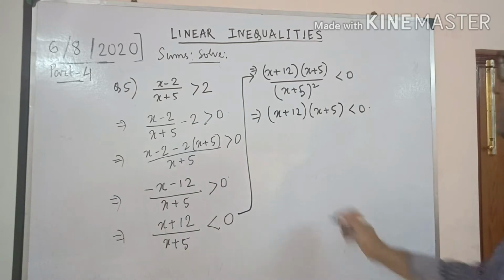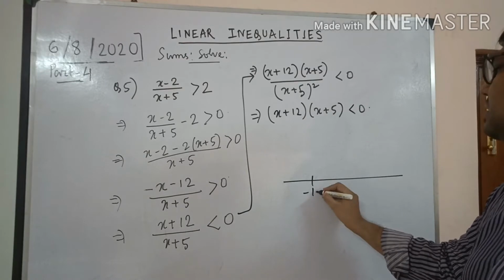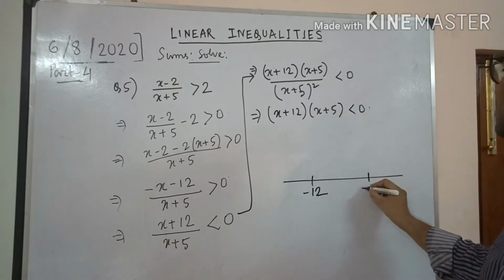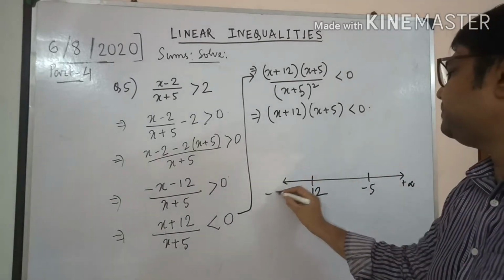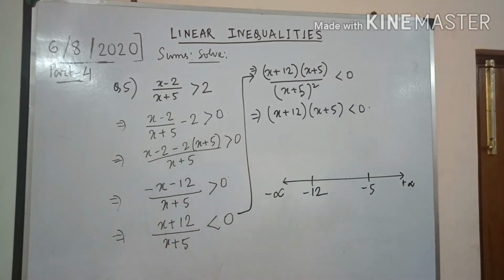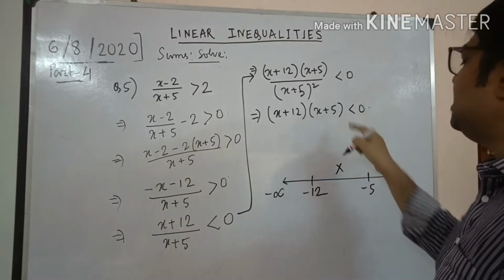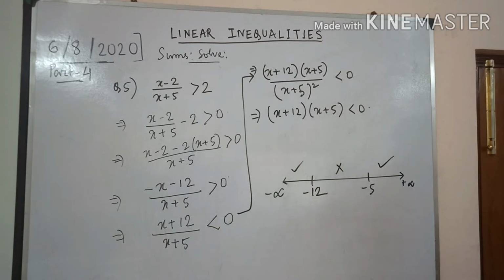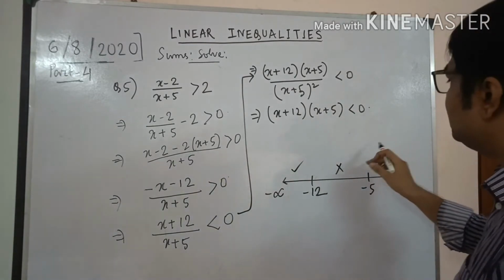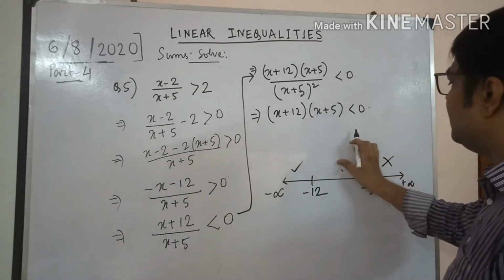Now, you know, like here we always solve using the number line. This means x is equal to minus 12. This means x is equal to minus 5. So there are 3 regions in the number line. Now, if you put a 0 over here, then what happens? It becomes 60. So if you put some number more than minus 5, if you put a 0 over here, it is not satisfied.